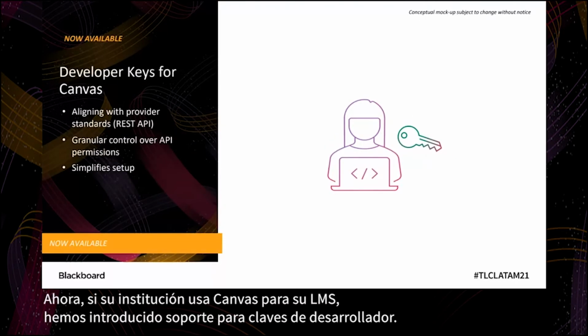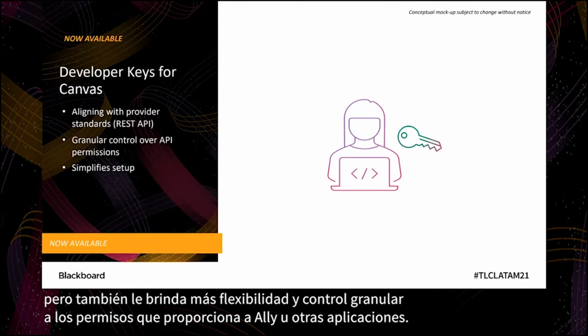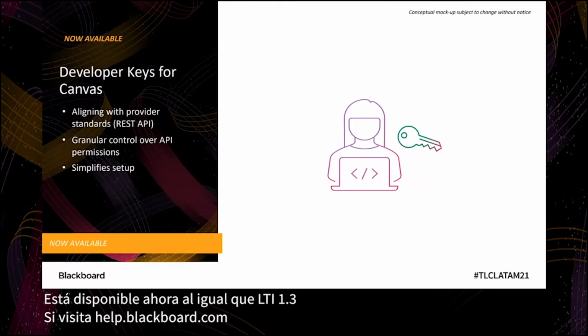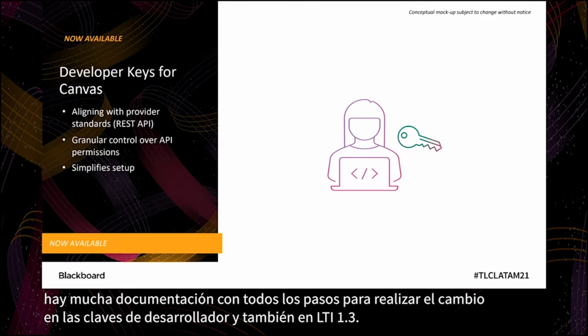Next, if your institution uses Canvas for your LMS, we've introduced support for developer keys. This is just a new method of integration that Canvas provides to make setup a little bit easier, but also give you more flexibility and granular control over the permissioning that you provide to Ally or other applications. This is available now, just like LTI 1.3. If you go to help.blackboard.com, we have a lot of documentation giving you all the right steps to make the change to developer keys, also LTI 1.3.